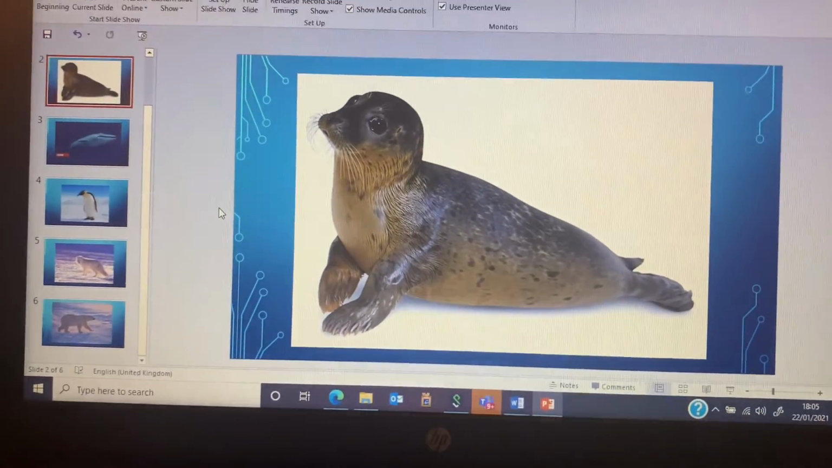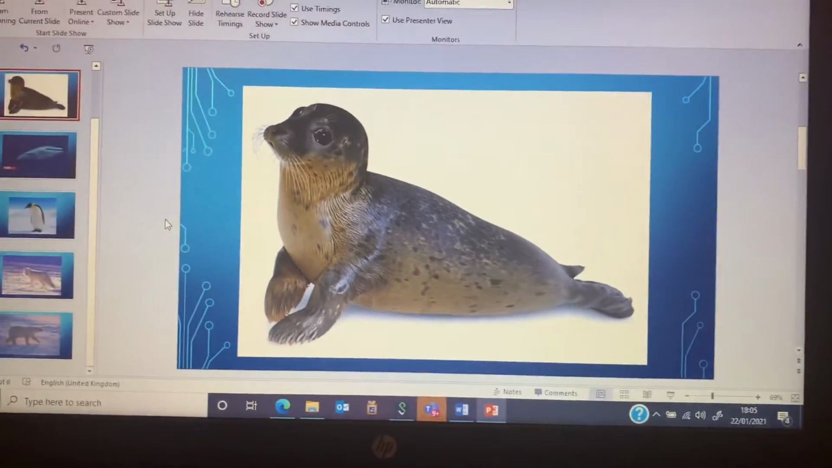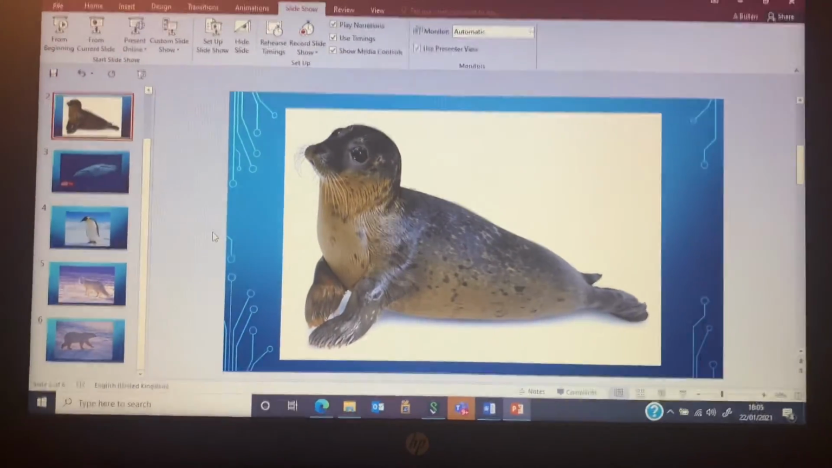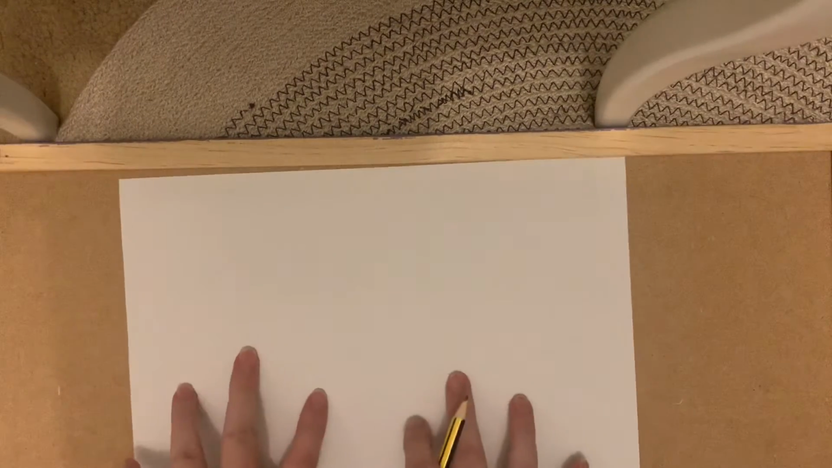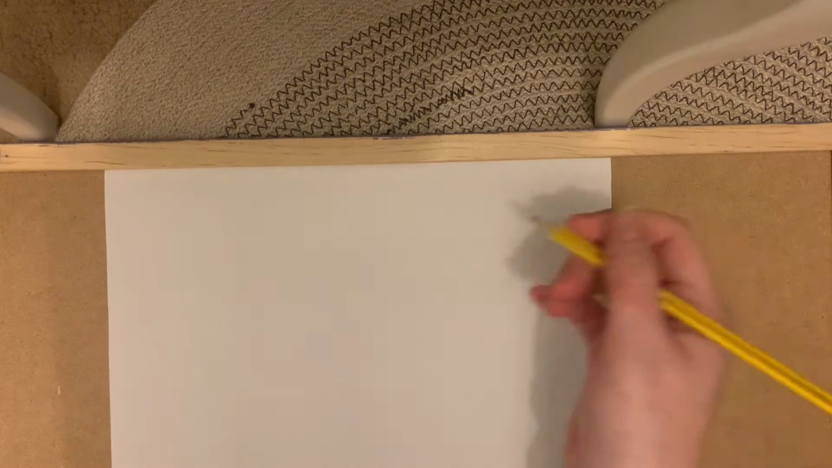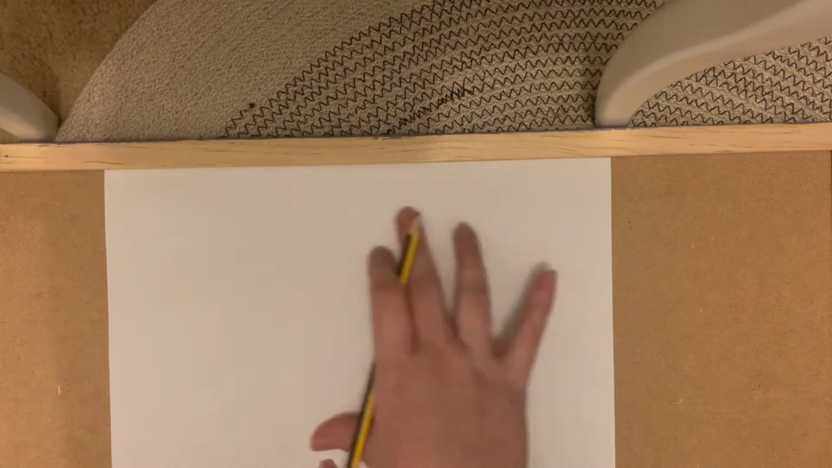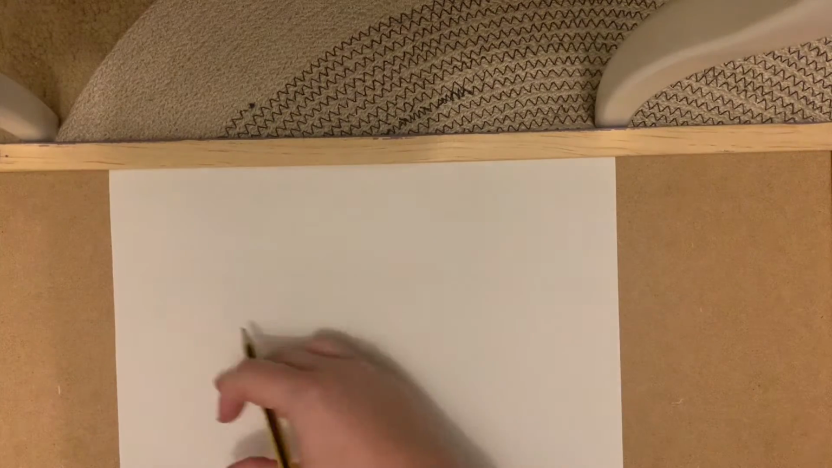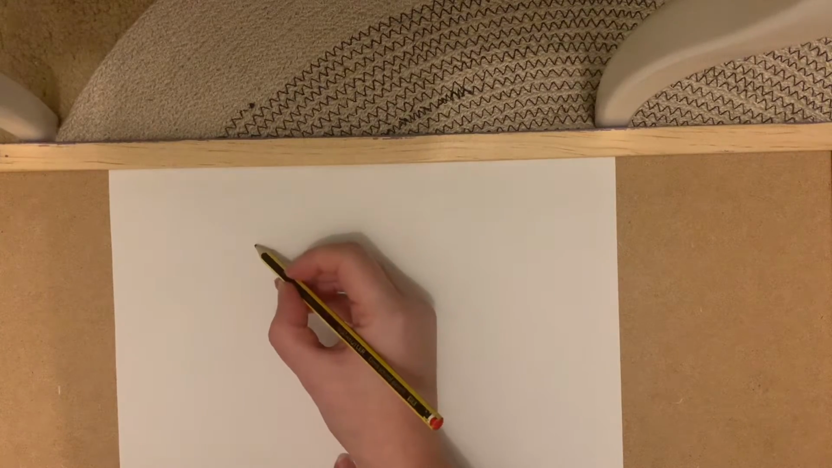Okay, so I am going to choose a seal, and I'm going to do a silhouette of my seal. So I'm going to put the camera here so you can see what I'm doing. The easiest way to do this is I'm going to look at my picture and get a pencil and draw the outline of my seal. So I'm looking at my picture now. I can't show you because it's on my laptop screen. I'm going to draw quite a reasonable size silhouette or outline of my seal.